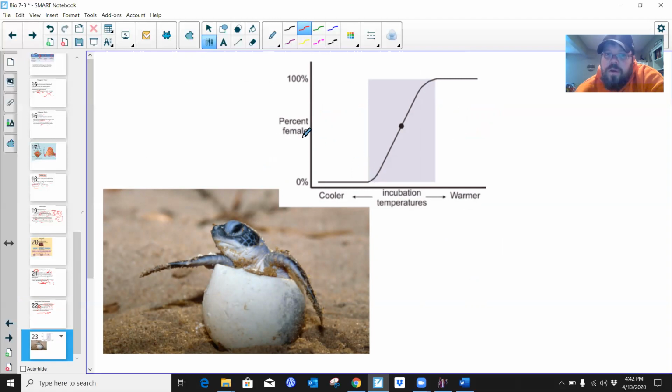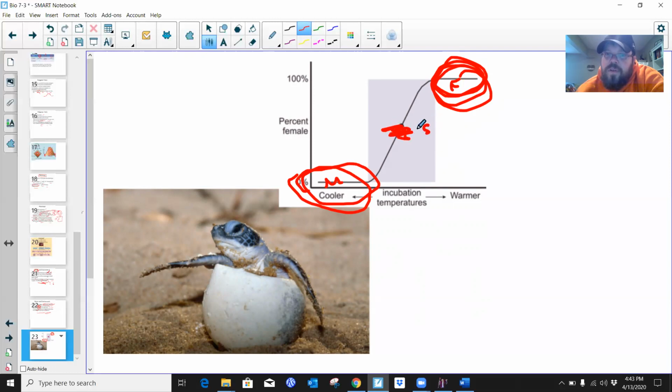Okay, so just to kind of show you, this is the idea of, if it's cooler, the percent female is 0%. So cooler, kind of right in here, 0% female, so mainly all males. If it's warmer, 100% female or almost all females. But if the incubation temperature is somewhere in the middle, in this middle zone, it'll be about 50-50 between the two, as far as the resulting gender of the offspring.